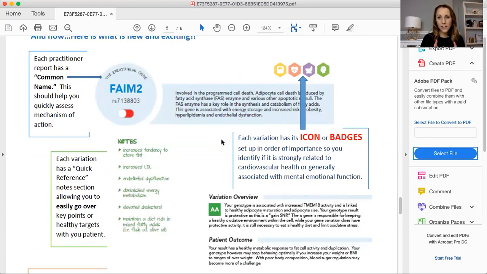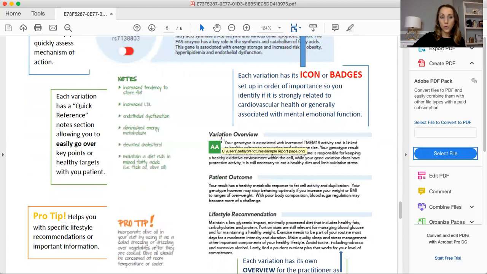The next area would be cardiovascular health, then nutrient metabolism, and then mental emotional health. So it's that whole icon that is all set up in order of importance. Each variation has quick reference, so these are some notes of what it means: increased tendency to store fat, increased LDL, endothelial dysfunction. Just if you want the quick, cliff note bullet points right there.